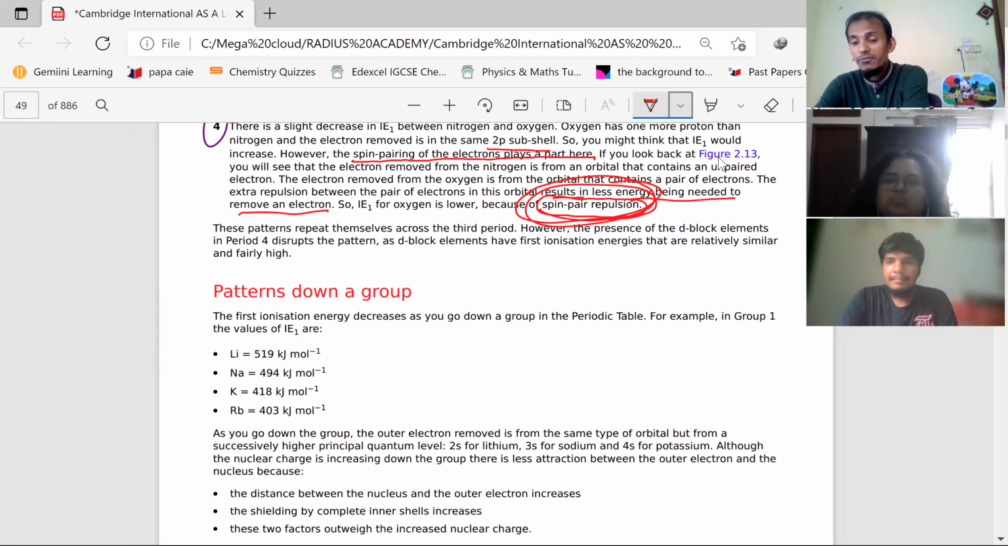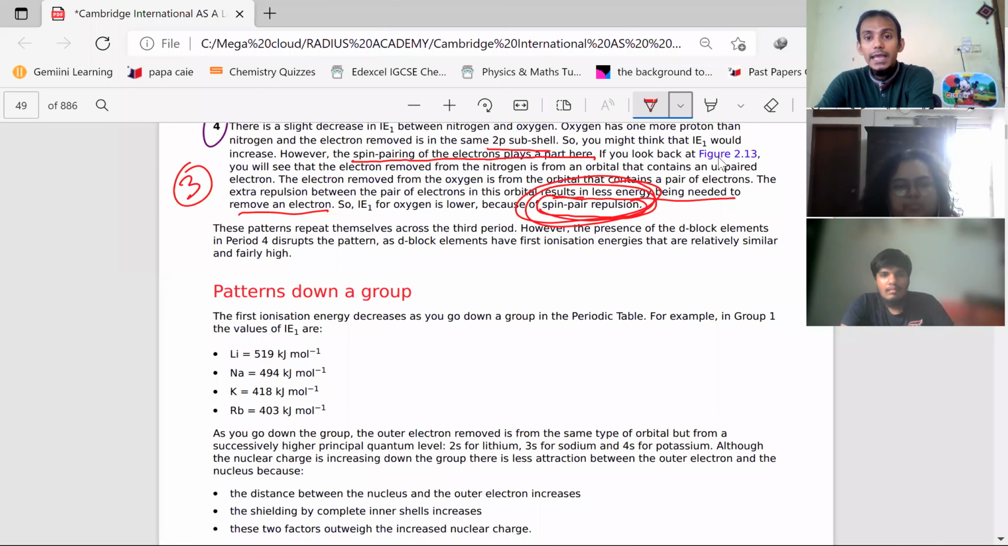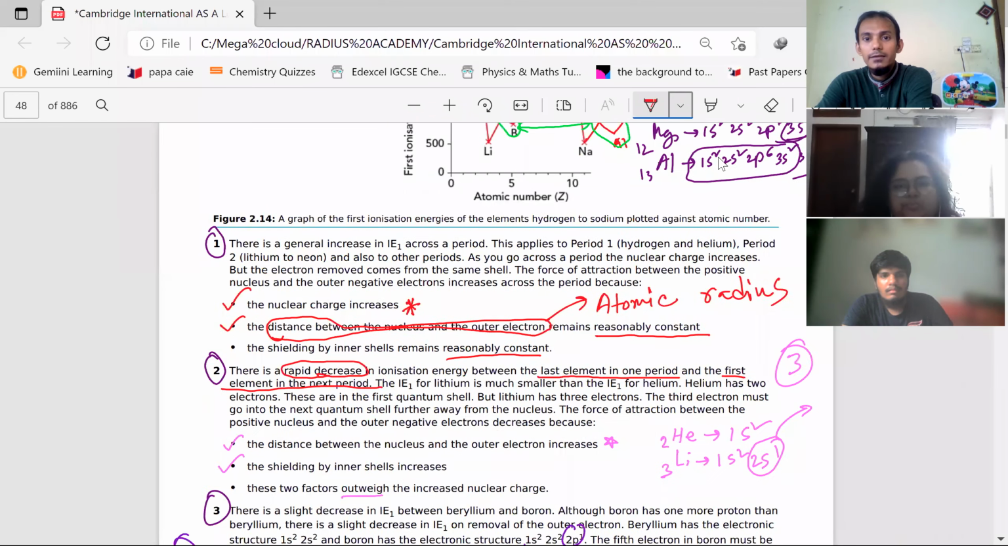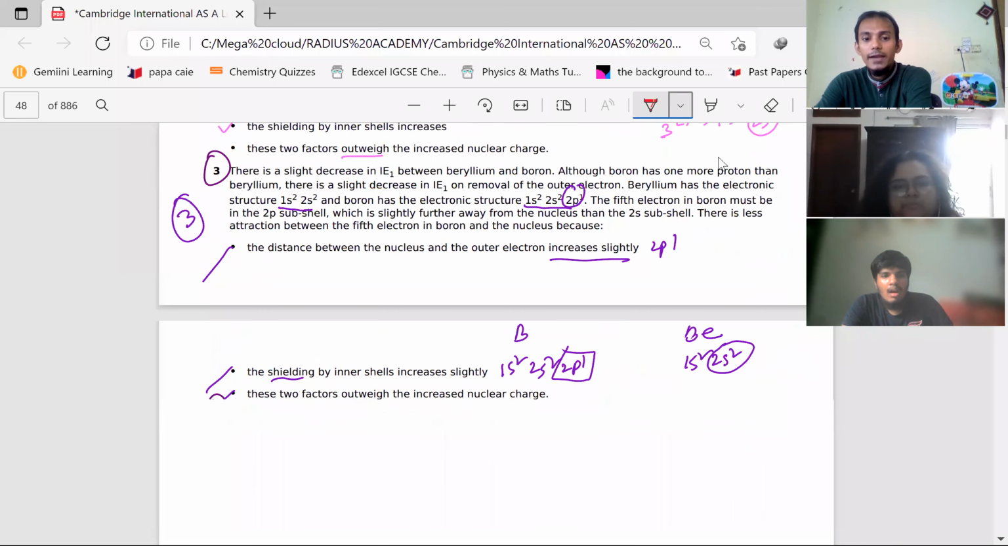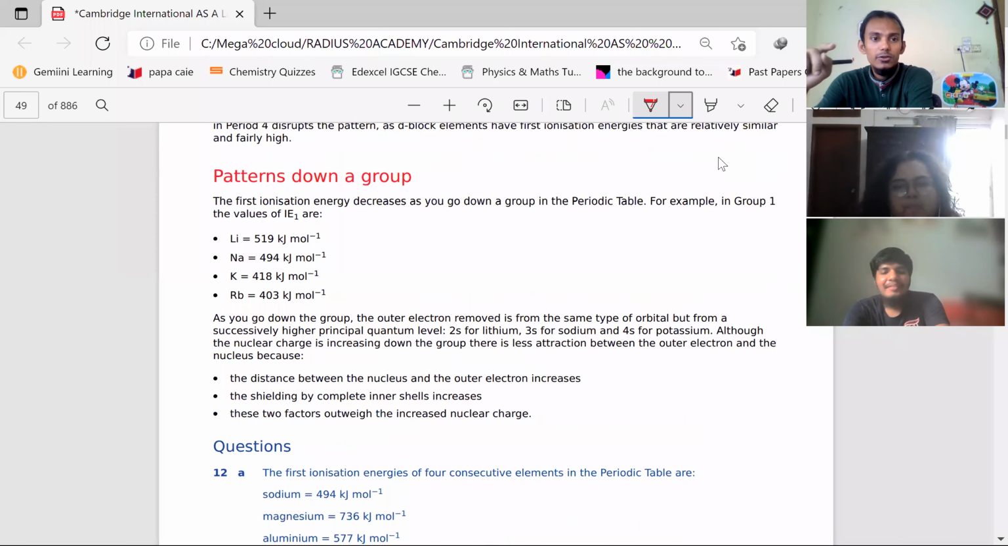Do you understand? Number 4. Yes, sir. So again, they will give you 3 marks for this. And the same explanation applies for phosphorus to sulfur. You will get the spin pair repulsion again. So if they ask you this question, phosphorus to sulfur or nitrogen to oxygen, please draw the box diagram and explain. It will be easier to explain if you draw the box diagram.